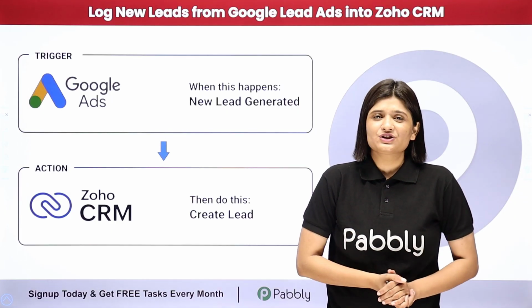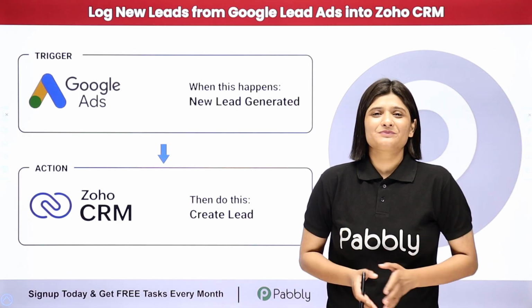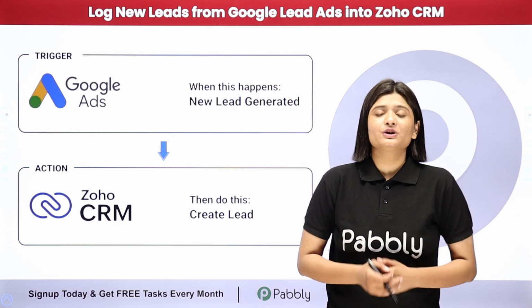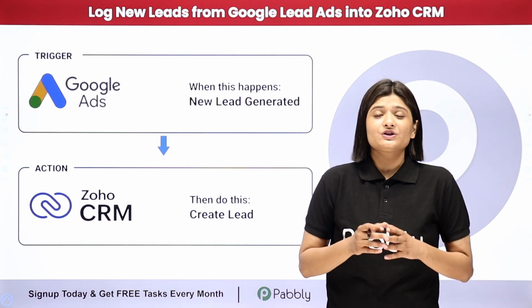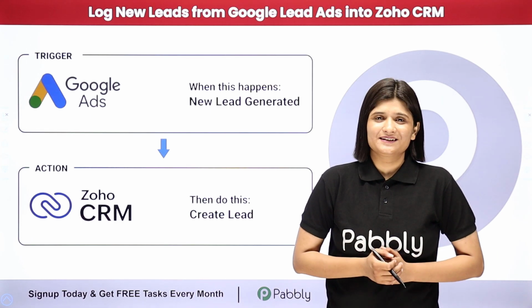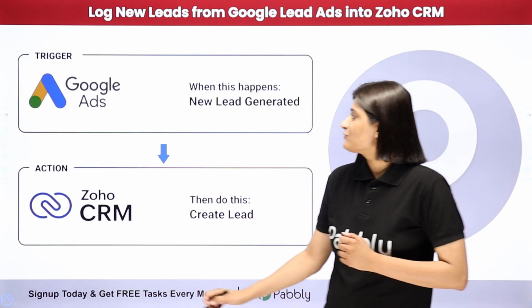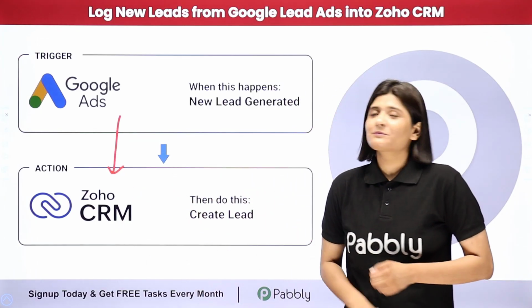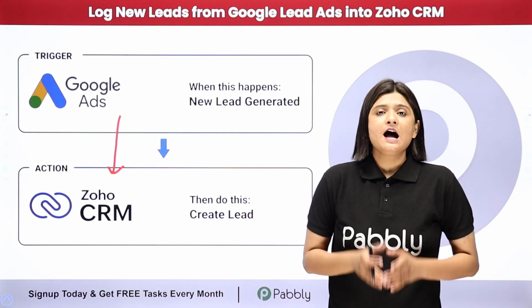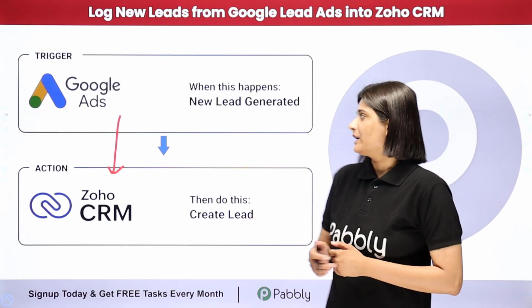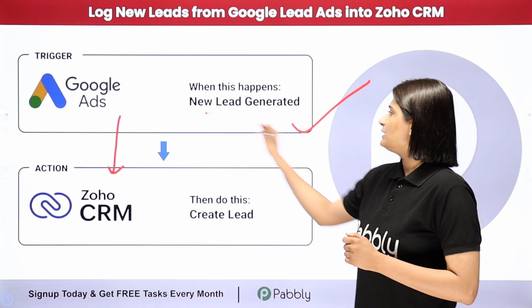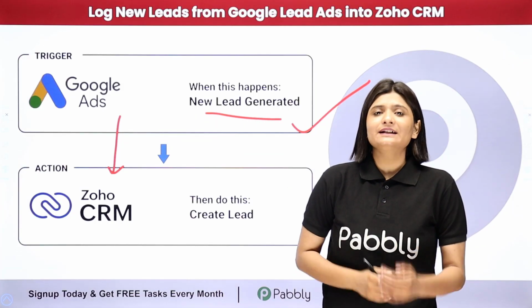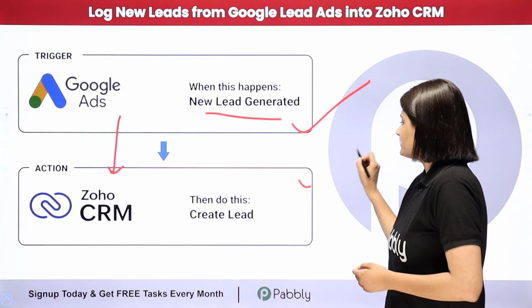And to do this automation, I'm going to use Pabbly Connect. So Pabbly Connect is an amazing automation and integration software which requires no coding or programming skills. Here I just need to build a connection between Google Ads and Zoho CRM. With the help of Pabbly Connect, I'm going to build this connection in such a way that whenever I'm going to receive a new lead from Google Ads, automatically this lead will be added to my Zoho CRM.